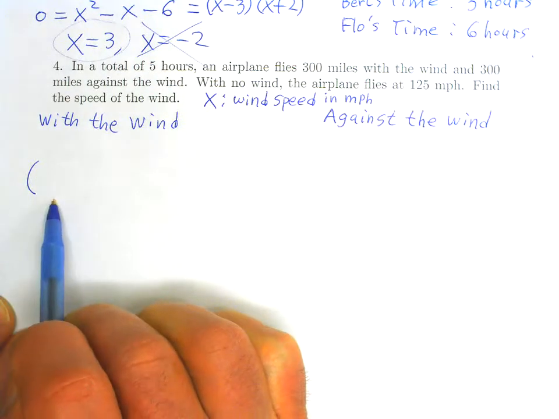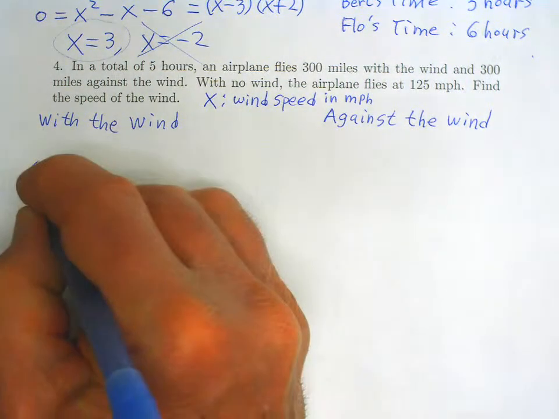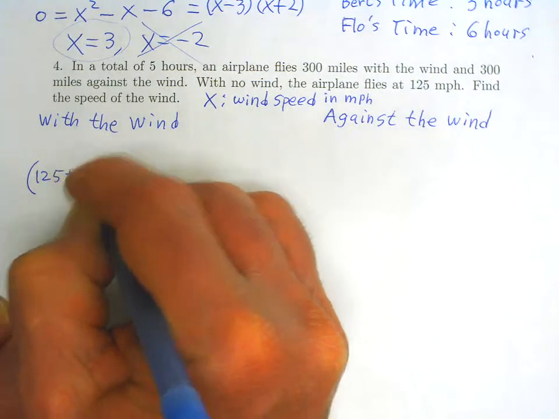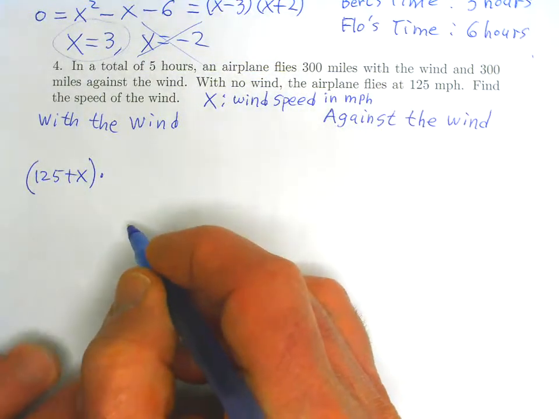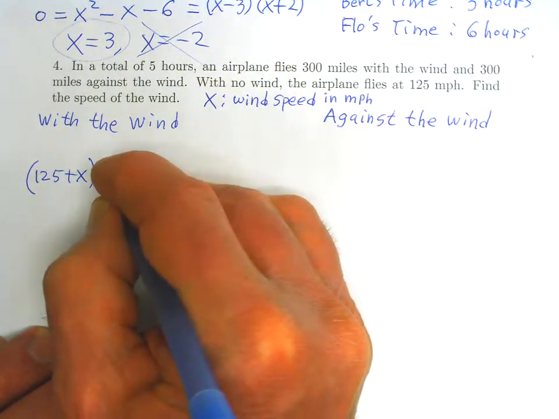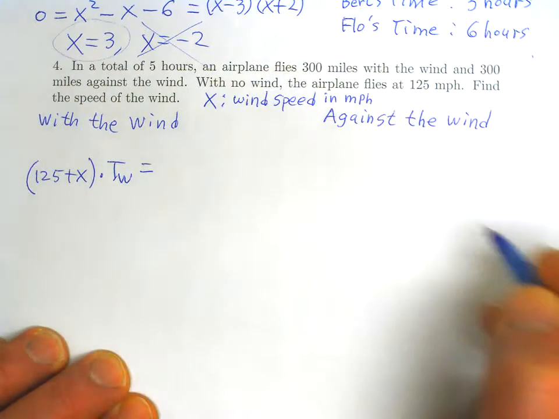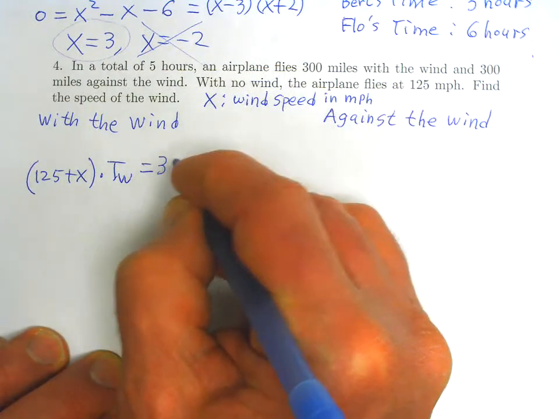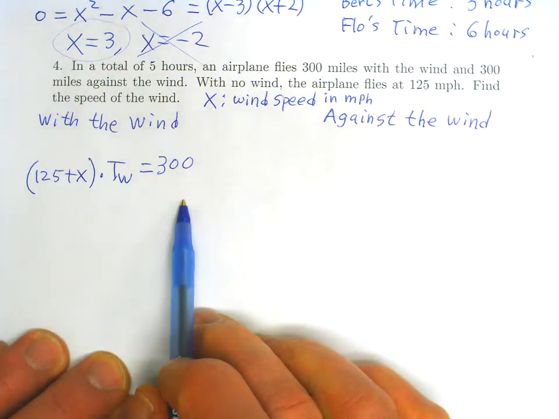Okay, so the rate of the plane with the wind is 125 plus x. And for its time, I'm just going to use t sub w to represent the amount of time it takes the airplane to fly 300 miles with the wind.